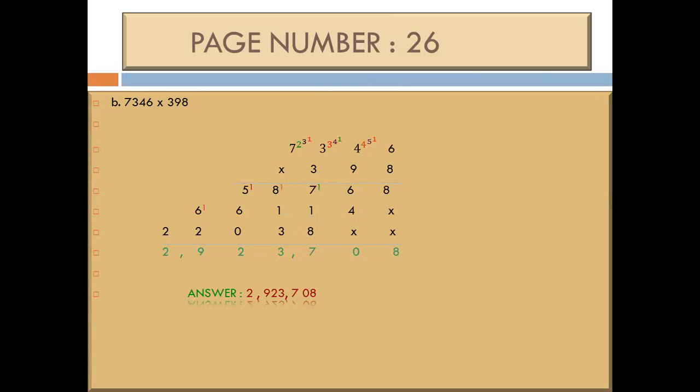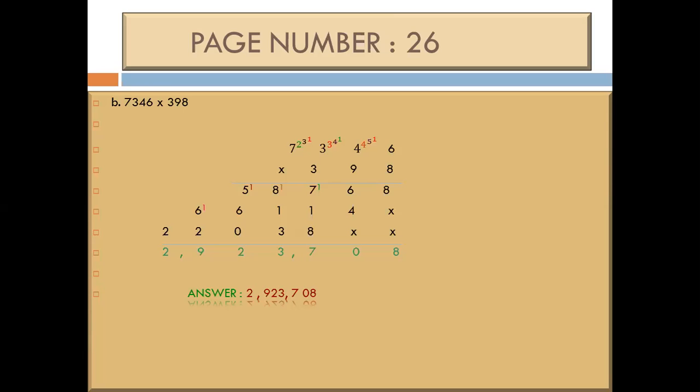8 sixes are 48. We write 8 and carry 4 over there. 8 fours are 32. 32 and 4, 36. We put 6 here and we carry 3 on 3. 8 threes are 24. 24 and 3, 27. We write 7 there and we carry 2. 8 sevens are 56. 56 and 2, 58. First step is completed. Now come to the second number.